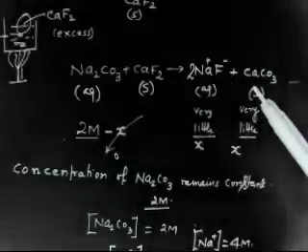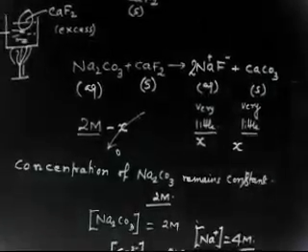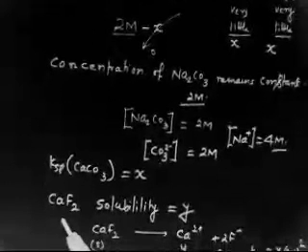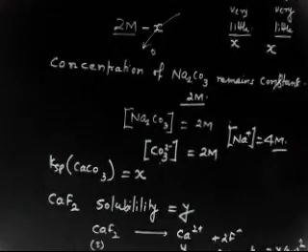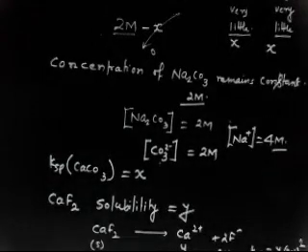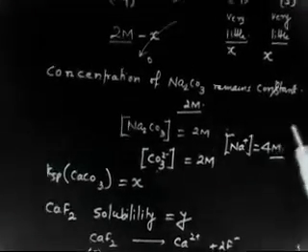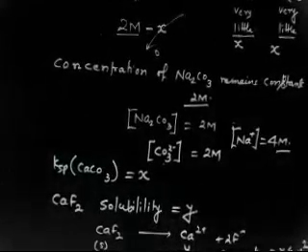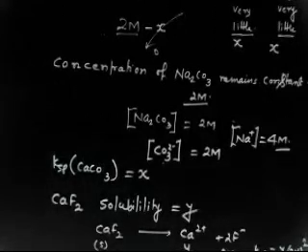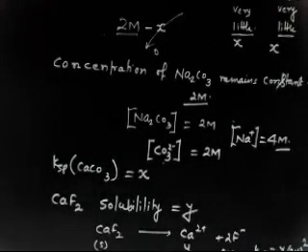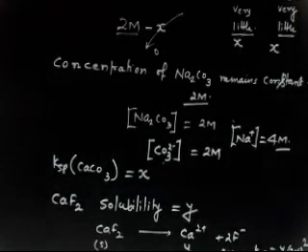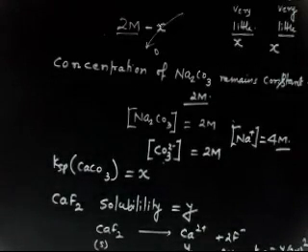So I know the concentration of Ca2 plus, and once I know the concentration of Ca2 plus, there is another equilibrium for CaF2. If I plug the value of Ca2 plus, I will get the value of F minus. Now you see, Ca2 plus that is coming from CaCO3 is again acting as a common ion for CaF2. Because if you have CaF2 initially, there is no Ca2 plus. So for CaF2, Ca2 plus is acting as a common ion. For CaCO3, CO3 2 minus is acting as a common ion.